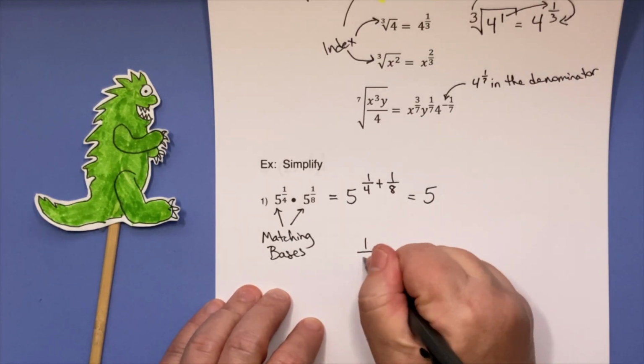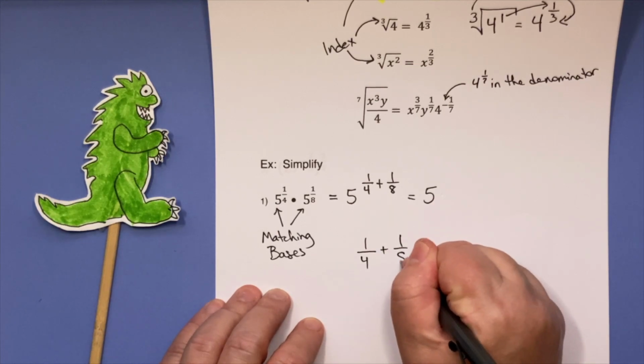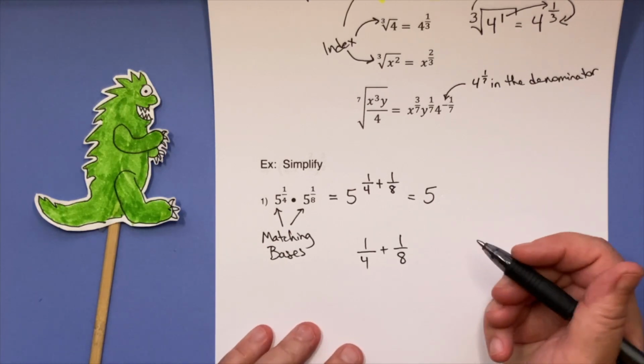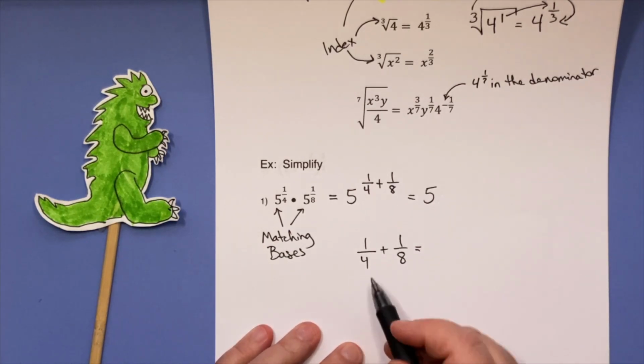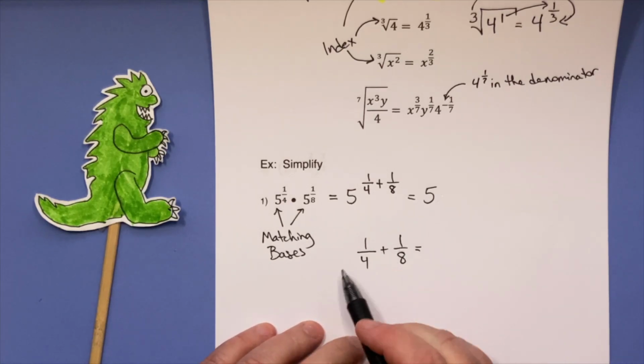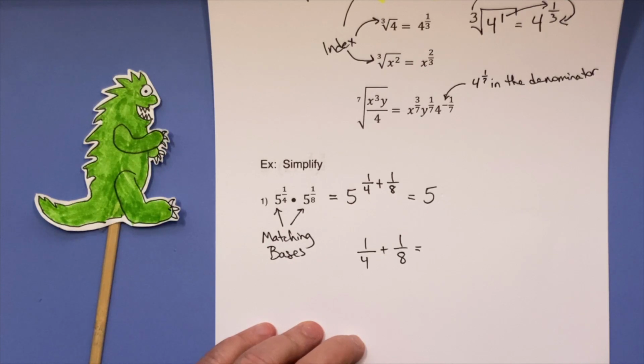So if we're going to add 1/4 plus 1/8, we need a common denominator. Oh joy, I know everyone loves common denominators. So when we look at 4 and 8, remember that we're looking for a larger number that fits both of them. They both go into the number 8.